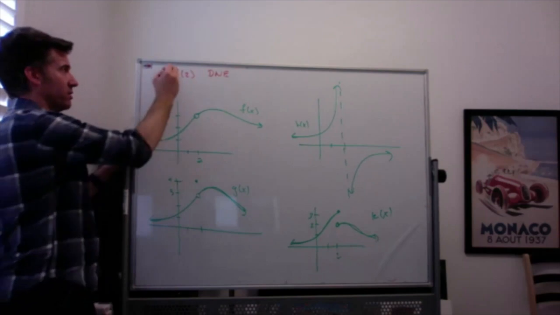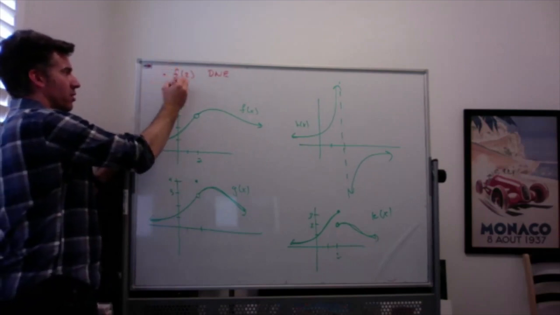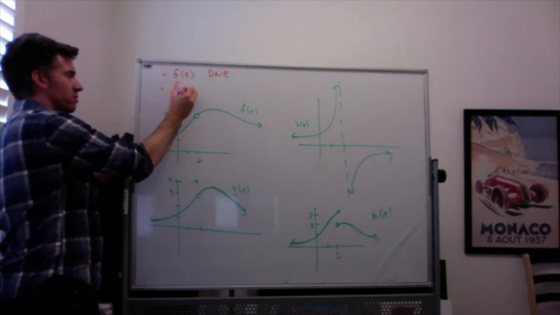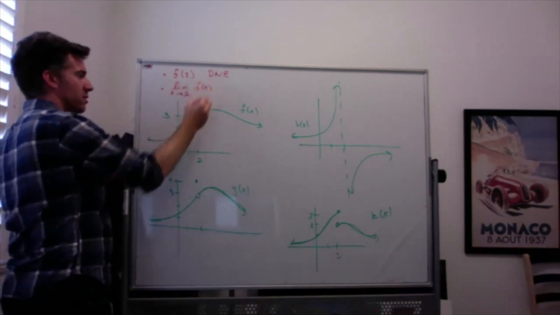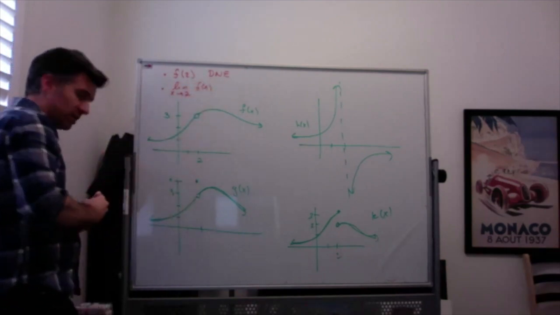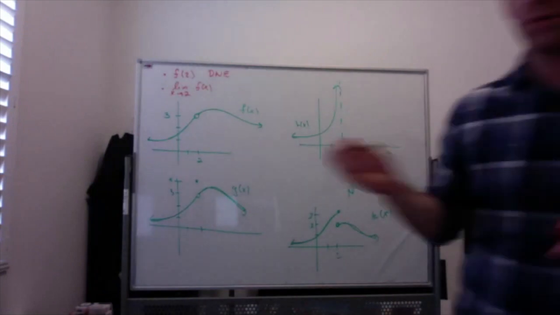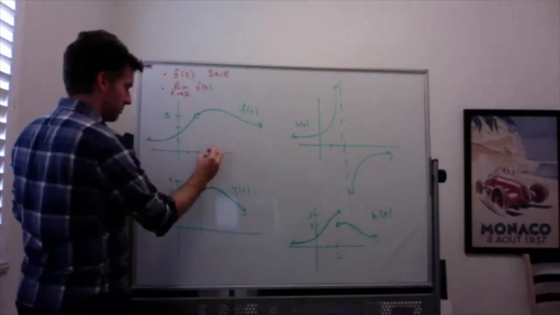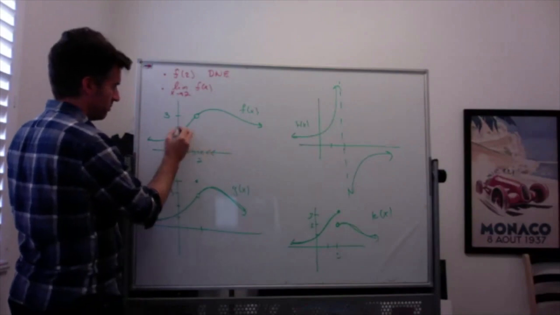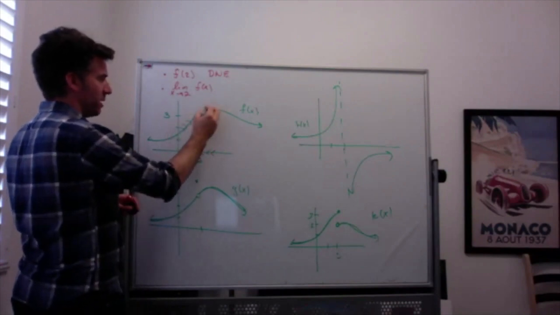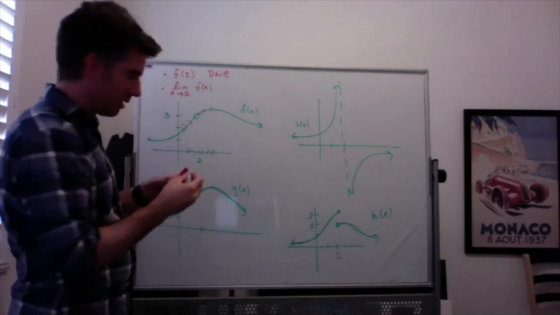Let me ask a different question though. What's the limit as x approaches 2 of f of x? What are the y values getting closer and closer to as the x values are getting closer and closer to 2? The y values appear to be getting closer and closer to 3, exactly.